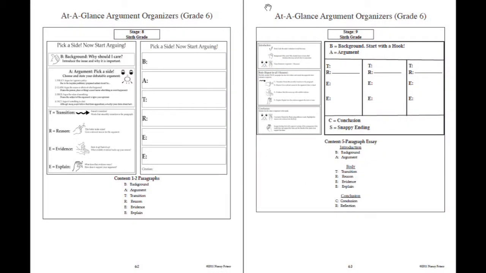On page 62 and 63, we have our at-a-glance look at the organizers, stage 8 and stage 9. Both are for 6th grade. We have our sample of what our organizers look like, and then the content, what should be in those organizers. Stage 8 is more at a paragraph level. Stage 9 is an essay where you have your introduction, body, and conclusion. So again, we have our organizers and the content. Now let's look at each one of these stages in detail.